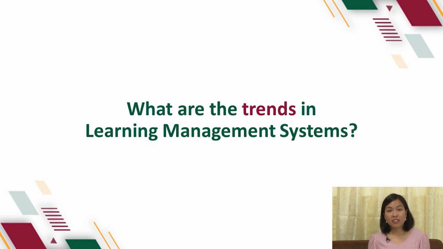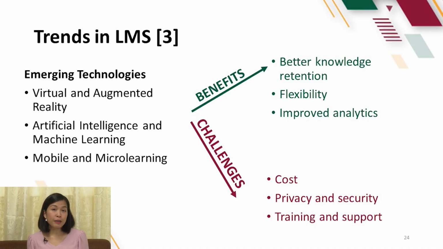Finally, let us discuss the trends in learning management systems. Currently, these are the emerging technologies: virtual and augmented reality. Through virtual and augmented reality, we can have simulations of real-world scenarios. Artificial intelligence and machine learning allow more personalization in our learning management systems. For mobile and microlearning, we learn in small nuggets anytime, anywhere.